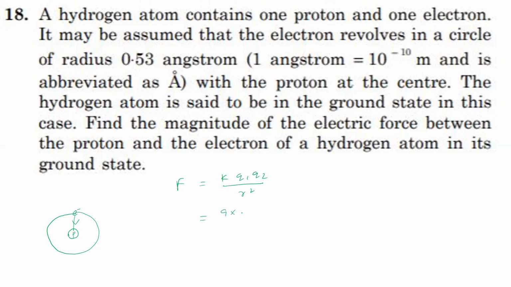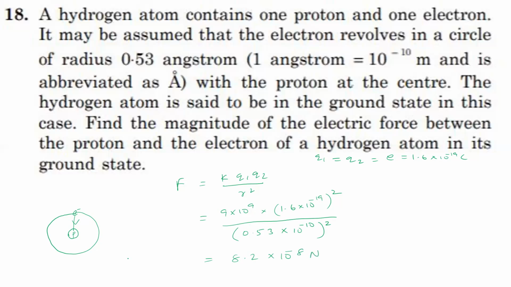Now K value is 9 into 10 power 9. And Q1 and Q2 are equal in magnitude, equal to e, that is 1.6 into 10 power minus 19 Coulomb. By substituting 1.6 into 10 power minus 19, since Q1 and Q2 are equal, we write it whole square, divided by R, the radius, which is the distance between the charges, that is 0.53 angstrom. 1 angstrom is 10 power minus 10 meter, so we have converted it into meter, R square, so we keep it whole square. Now by solving all this, we will get the answer as 8.2 into 10 power minus 8 Newton.